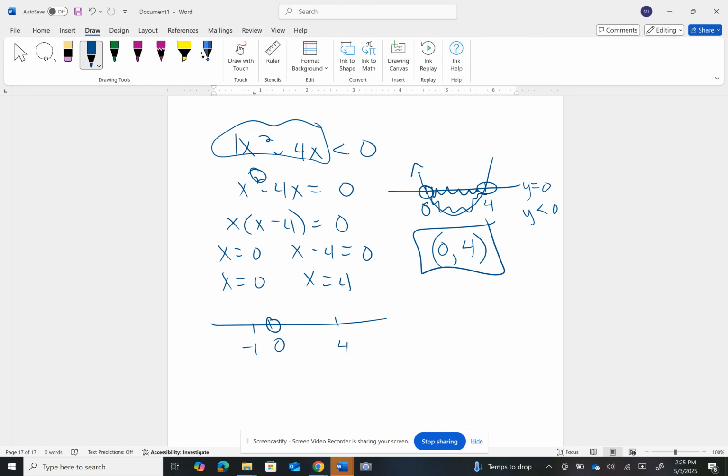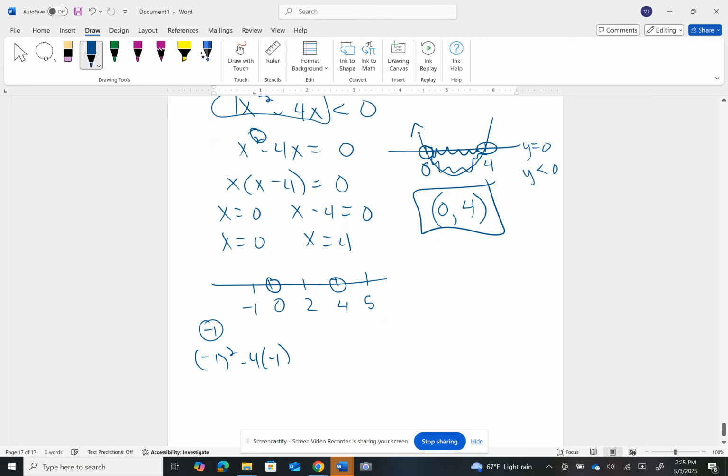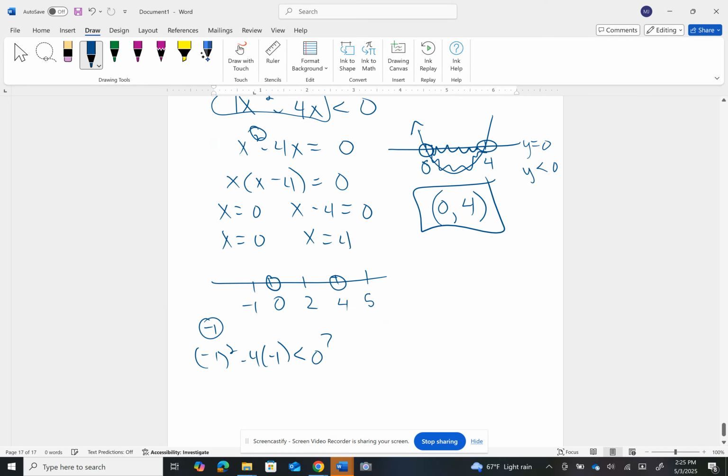So these are the spots. You know they're open circles because it wasn't allowed to be equal. And then you could test something in between the two values, and then a number outside. And you test it in the inequality. So see if -1 works. If you plug in a -1, do you get something less than 0? Well, this would be 1. That would actually be +4. Is that less than 0? Well, no. So it's not there.